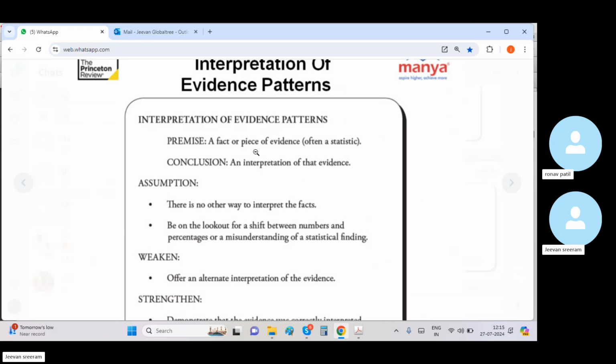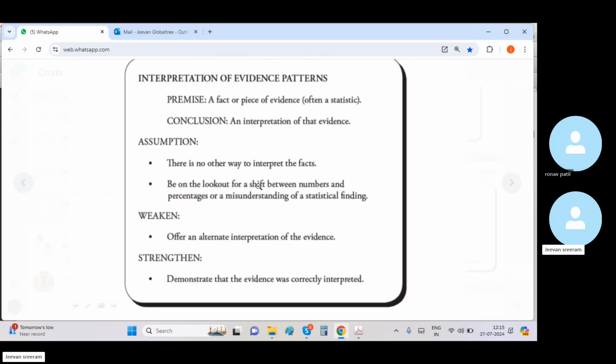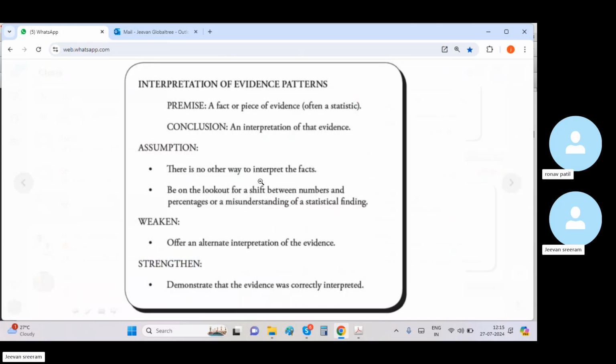Next. Interpretation of evidence pattern, means along with the numerical statistics and all. So the evidence consists of information, a fact or piece of evidence, often a statistical record, numbers, figures. Conclusion is an interpretation of that evidence. So based on that particular statistics, what we can conclude. Assumption is there is no other way to interpret the facts. This is the best way. These are the correct statistics which actually prove the point the author has given. Be on the lookout for a shift between numbers and percentages, or a misunderstanding of statistical findings. No misunderstandings, that's the assumption.